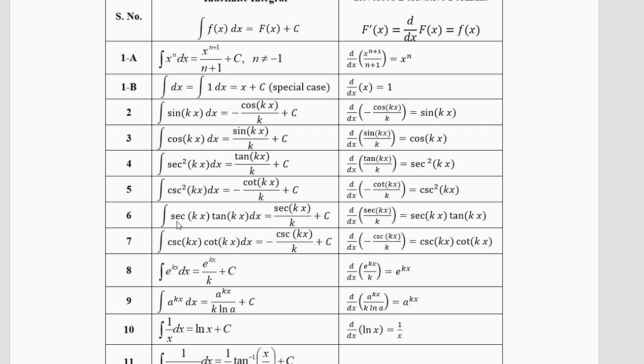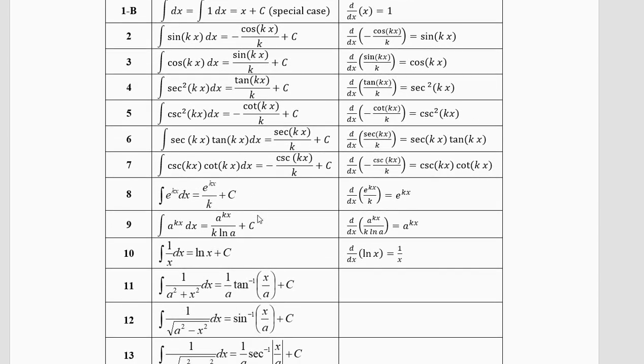Now integration of secant kx into tangent kx is secant kx over k plus c. Now this k in the secant and this k in the tangent have to be the same numbers. If they are different, this formula will not work. This formula works when you have the same number in both of them. If it is 5 in the first, it has to be 5 in the second. If it is 5 and 6, we need a new formula, which we are not going to do right now. If we need it, we'll think about it in some other semester.